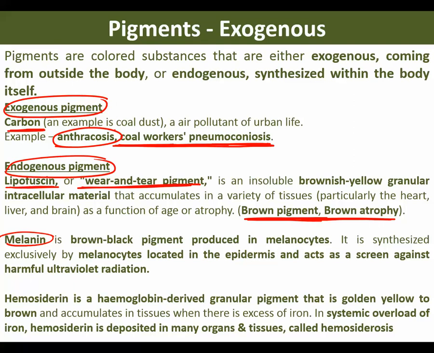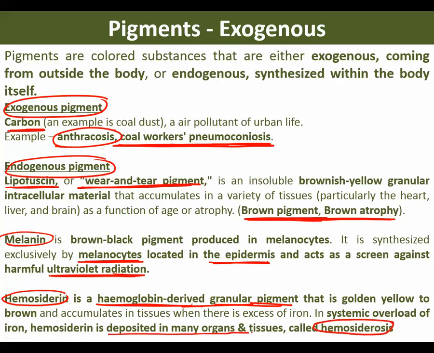Next is melanin pigment. This melanin pigment is produced by the melanocyte in the epidermis, and it gives protection against ultraviolet radiation. And hemosiderin is a pigment derived from the hemoglobin. If the hemosiderin pigment is deposited more in the organ, and it is a systemic overload, it is called hemosiderosis.